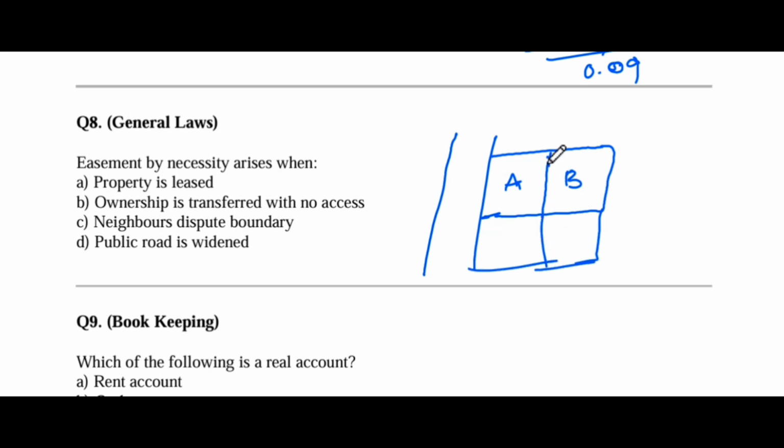Now he is going to sell this land to some other party. So there is no approach for this because other plots are here. Other existing plots are here. So their owners do not accept B having access in their land. Okay. So A has to create an access to B. So easement by necessity. It is necessity to create an access, right? And there is no access. So ownership is transferred with no access is the correct answer because easement by necessity arises. A has to provide the access to B. Okay.